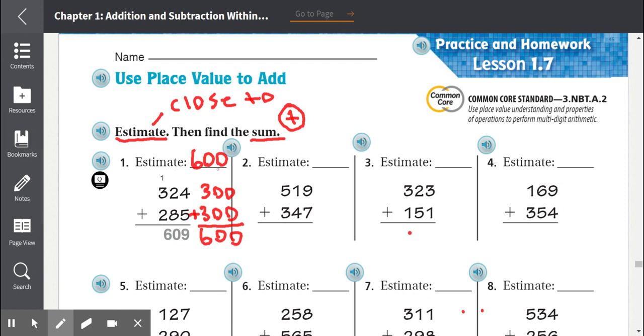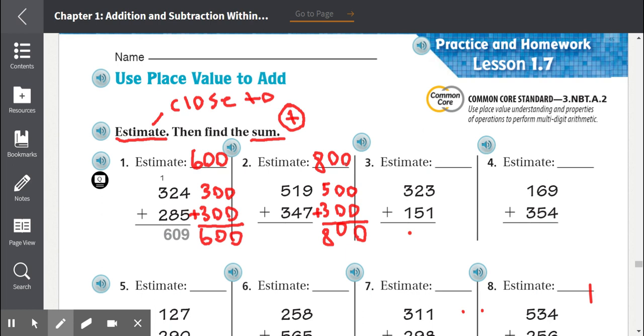Number two, we're going to start by estimating. 519 is between 500 and 600, but it is closer to 500. 347 is between 300 and 400, but it is closer to 300. Then when we add this, 0 plus 0 equals 0, 0 plus 0 equals 0, 5 plus 3 equals 8. Our estimate is 800. So when we solve, our answer should be close to 800.